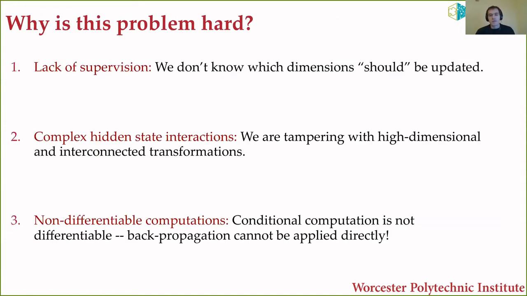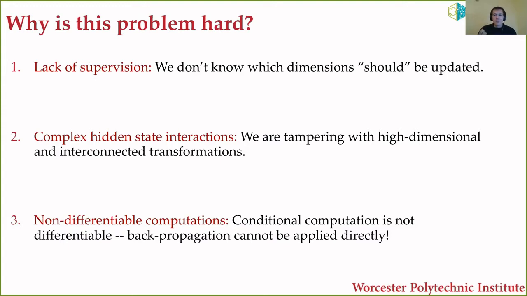So why is this a hard problem? Well, first off, there's a lack of supervision in that we don't actually know which dimensions should be updated, because they all interact in complicated ways. And by designing a complicated network like this, we're kind of assuming that we don't know how they should actually be updated anyways. Second, which ties into the first one, is that these hidden state interactions, like the actual transitions between the hidden states, are extremely complicated.